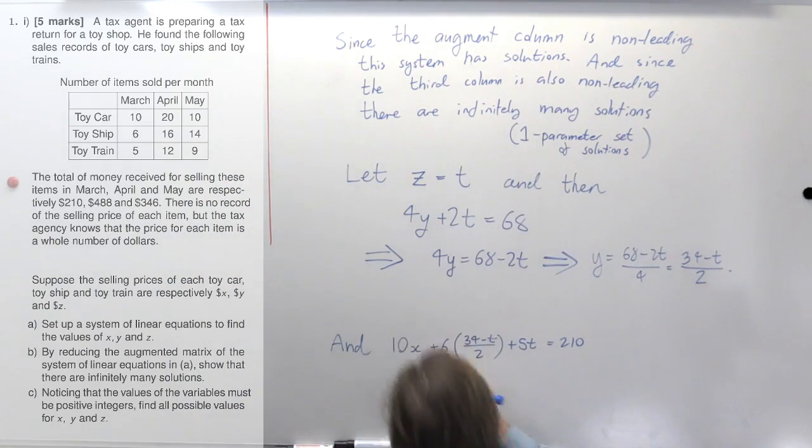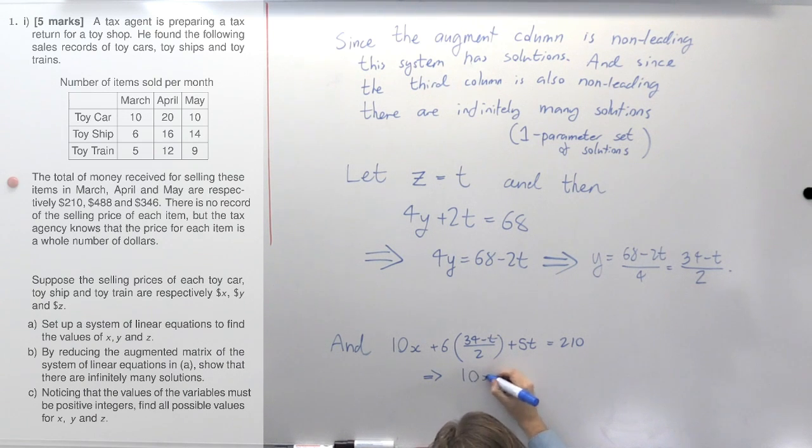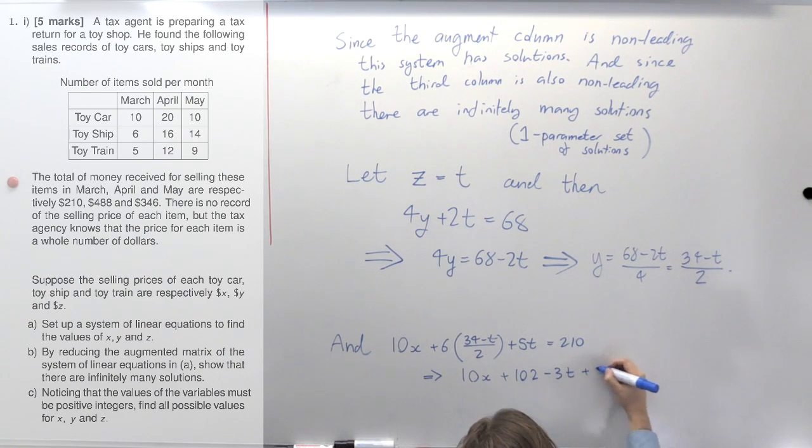And if we clean that up a little bit, well, firstly, 10x. This is nice, that 6 divided by 2 is just 3. So 3 times 34 is 102. 102 minus 3t plus 5t equals 210.